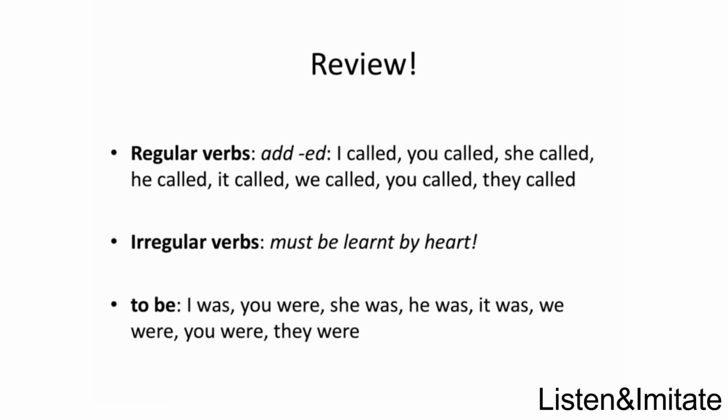With irregular verbs, the infinitive form completely changes. There are many irregular verbs, and the only way to know how to conjugate them is by learning them by heart. The verb to be is also an irregular verb and is worth mentioning here. It conjugates in the past simple as follows. I was, you were, she was, he was, it was, we were, you were, they were.